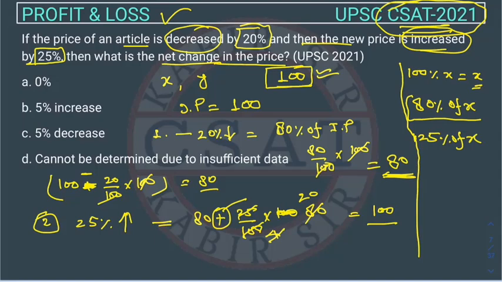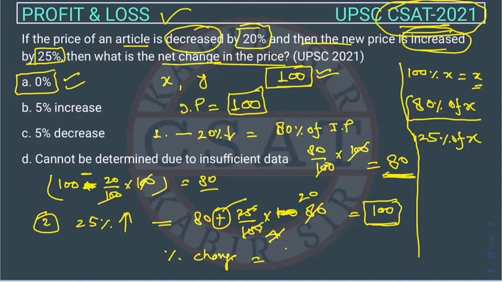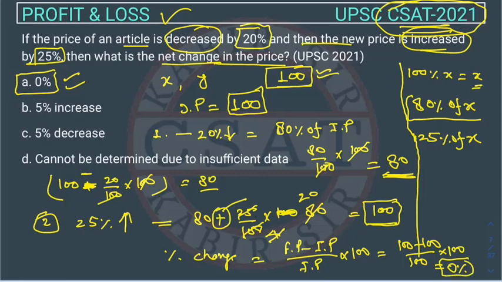So the final price is 100, the initial price is 100. So what is the net resultant change? The net resultant change is 0, because there is no change. So A will be our answer, right? Or if you remember the percentage change formula, we write the final price minus initial price upon initial price into 100. So this will be 100 minus 100 upon 100 into 100. So this will be 0, so it will be 0%. There is no need to do this thing, you can directly say, right?